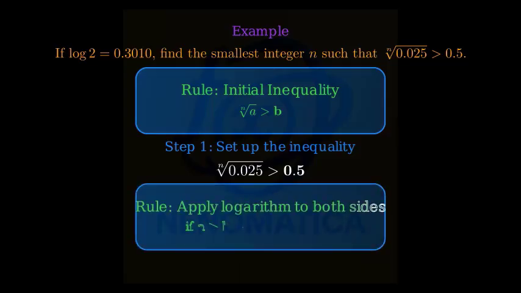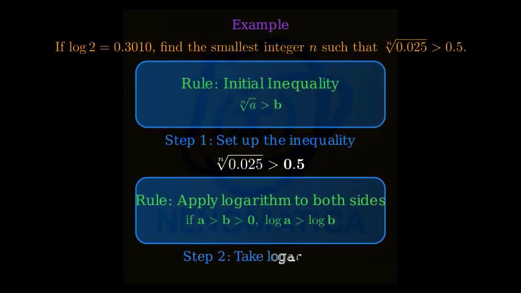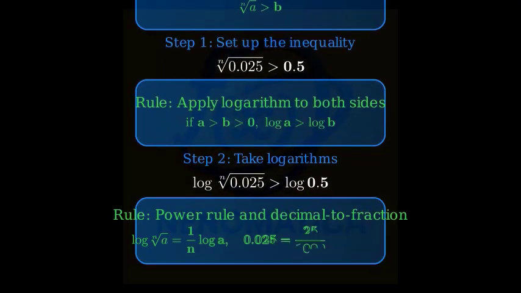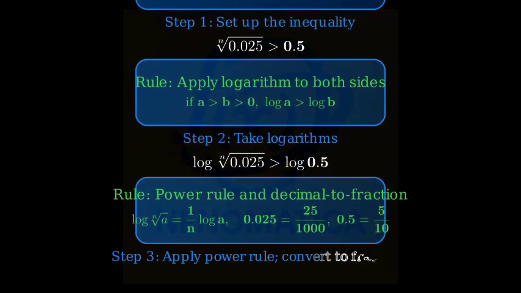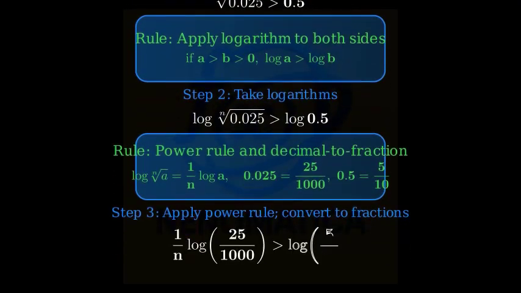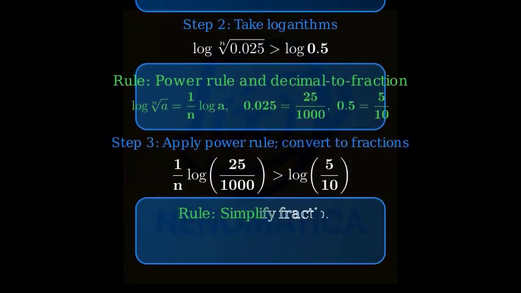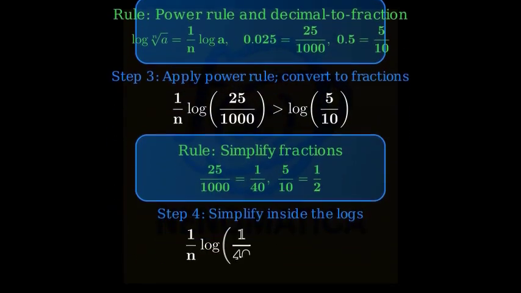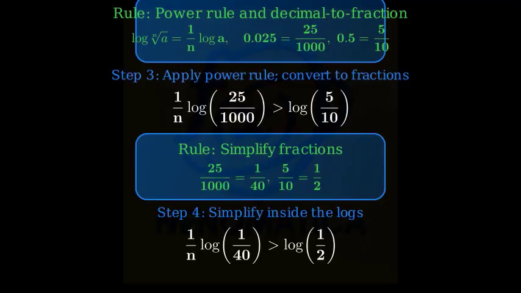Step 2. Take the common logarithm of both sides. Because the base is greater than 1, the inequality direction remains the same. Step 3. Use the power rule for logarithms and convert decimals to fractions. 0.025 is 25 over 1,000, and 0.5 is 5 over 10. Step 4. Simplify the fractions. 25 over 1,000 is 1 over 40, and 5 over 10 is 1 over 2.